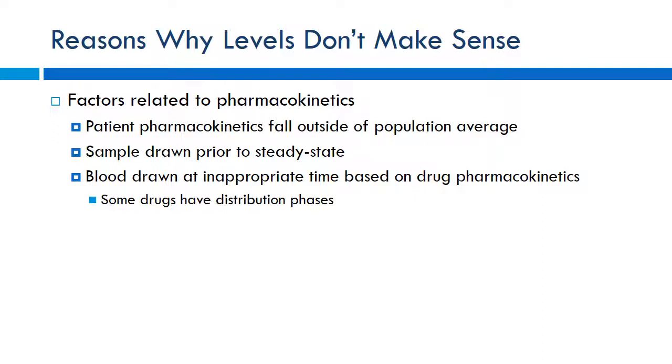And then looking at the blood draw as being an inappropriate time based on the drug pharmacokinetics. One of the things you'll see with certain drugs is they have what we call a distribution phase, which essentially means that you'll have a very high level to begin with, but it will drop pretty precipitously because the drug is partitioning into whatever tissue it likes to go to. In the case of digoxin, it likes to go to the heart. It really likes to bind to the heart. So even though it looks like it has a very high volume of distribution, it's only because the heart likes to bind up all that digoxin.